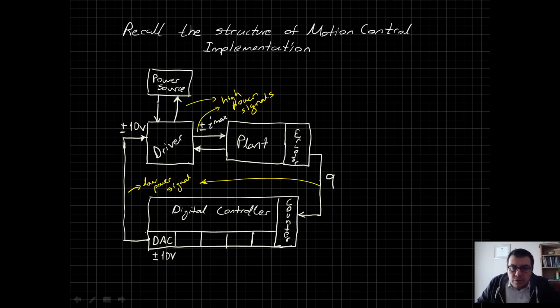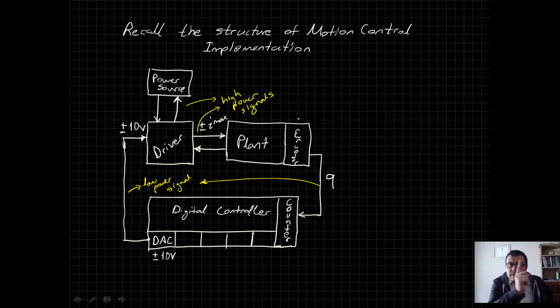Your power source and the high amount of power coming from the power source guided by the driver onto the plant is the high power side of the issue. But as your plant runs, it also rotates or moves. If it's a linear plant, it either rotates or moves in a linear way, the encoder, and encoder is just a readout circuitry.